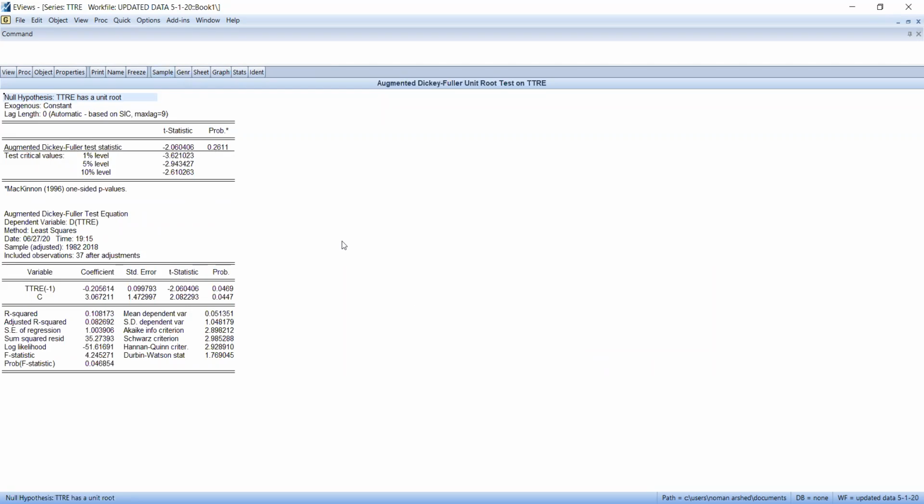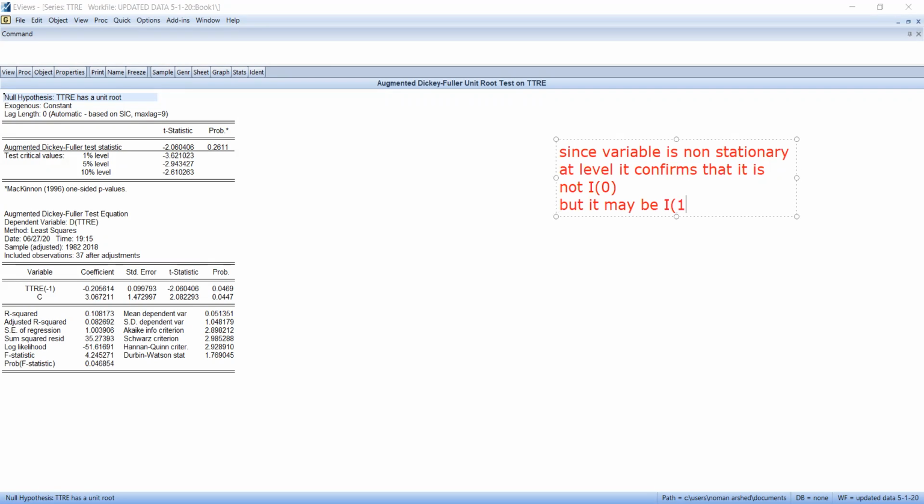Okay, so let me write a few things here. Since the variable is non-stationary at level, it confirms that it is not I(0). I(0) means stationary at level. But it may be I(1) or I(2). So the variable can be I(2), but with my experience, I have not seen many variables which are I(2), but it can be.